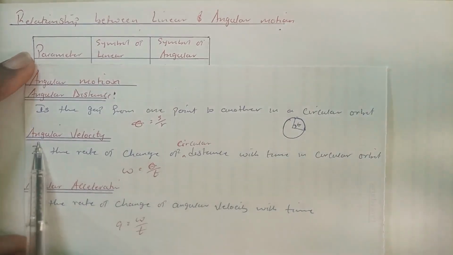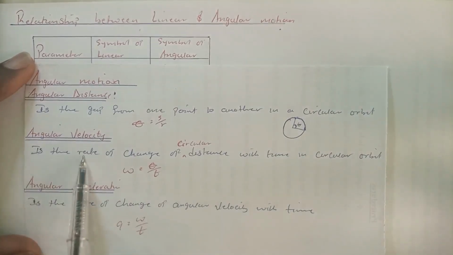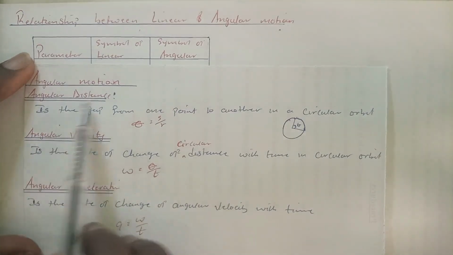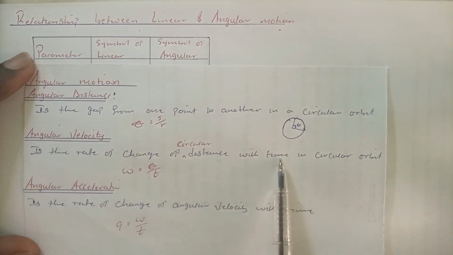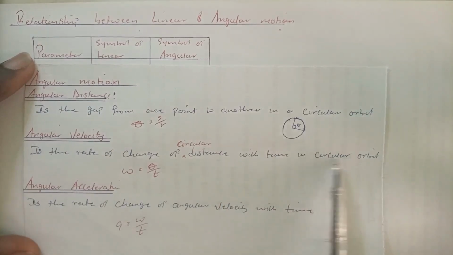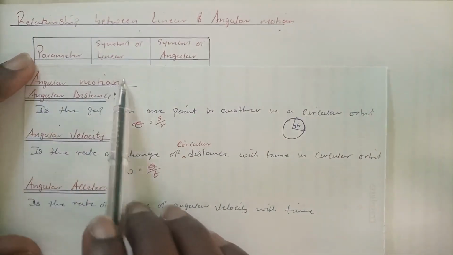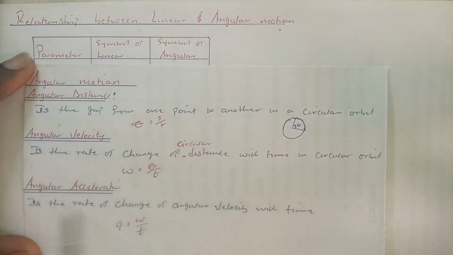Let's remember. Now angular velocity is the rate of change of circular distance, which is angular distance, with respect to time, in a circular orbit. It's just this circular motion that makes angular motion different from linear motion. Now angular acceleration is the rate of change of angular velocity with time, where a is equal to w, which is angular velocity, over time.